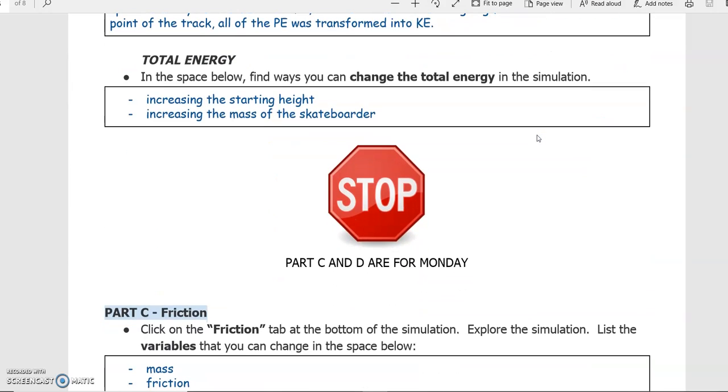Two ways that we can change our total energy, which if we remember, is all of the energy in the system, so the kinetic and potential energy combined. We can increase that by increasing the starting height to increase the initial potential energy, or increasing the mass of the skateboarder, which again increases the original potential energy, but that also will increase kinetic energy.